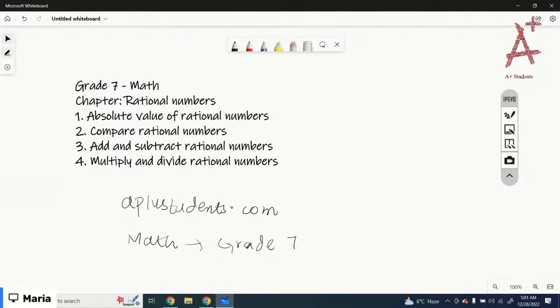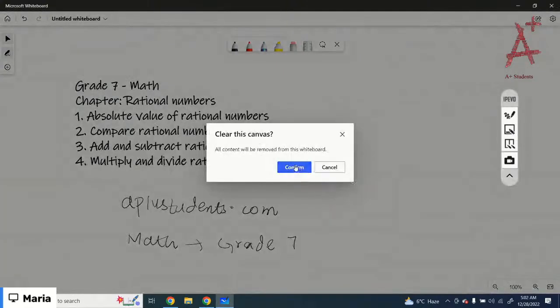So here is the list of the lessons we are going to cover today. They are absolute value of rational numbers, compare rational numbers, add and subtract rational numbers, and then multiply and divide rational numbers. So let's start with the first lesson, that is absolute value of rational numbers. Let me just write down the lesson name, then we'll start. Absolute value of rational numbers.